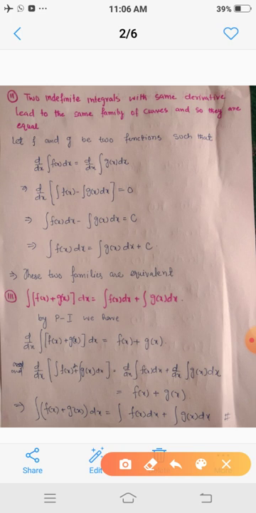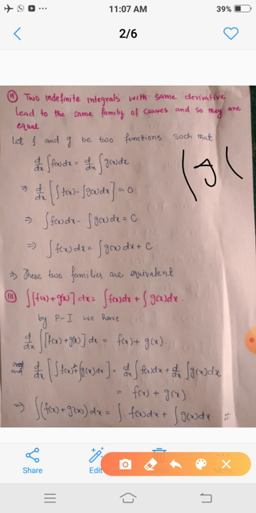Now the second property: if the derivatives of two indefinite integrals are the same, then the families represented by these two indefinite integrals are equivalent, or simply we can say that they are equal. Let f and g be two functions. Then by definition, integral of g(x) dx is the family represented by this indefinite integral, and integral f(x) dx is the indefinite integral of this f(x). So they are two families. We have to prove that they are equal.